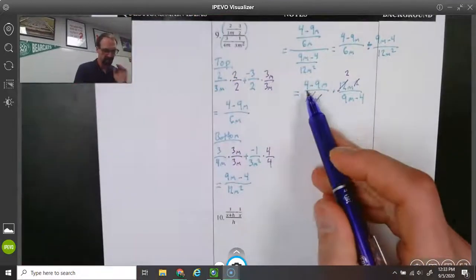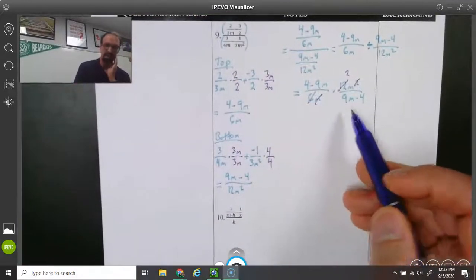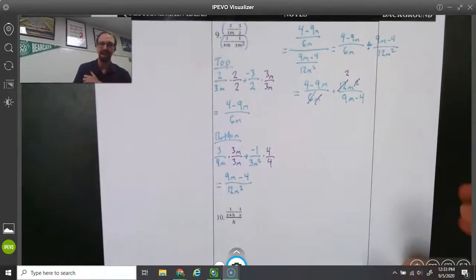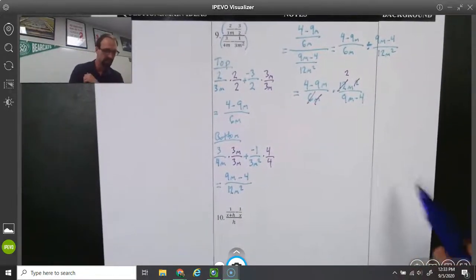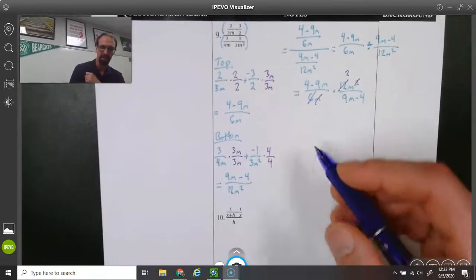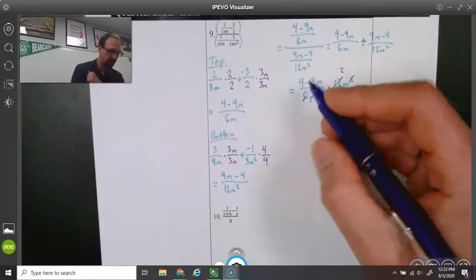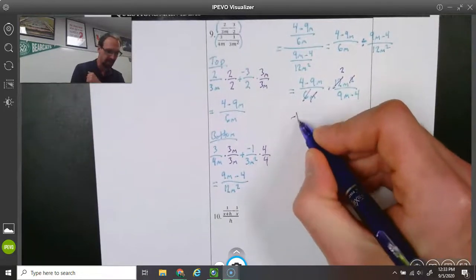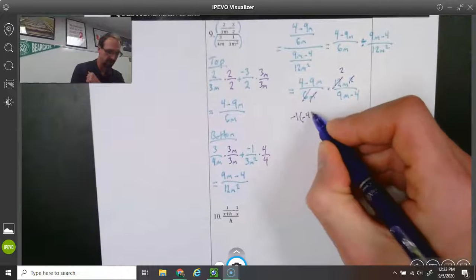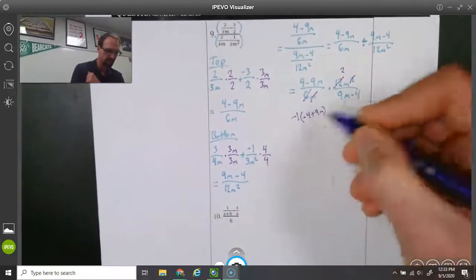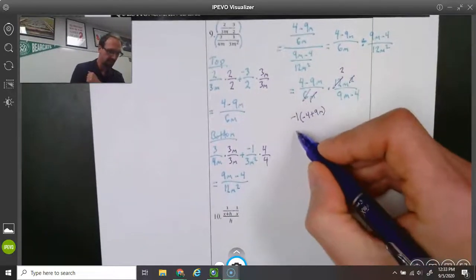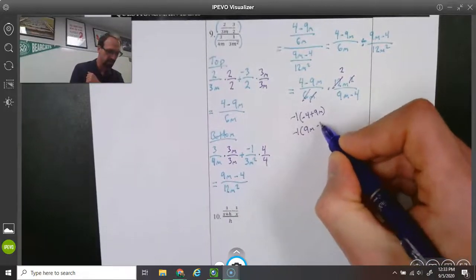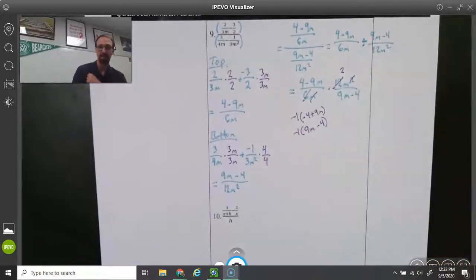So now it looks like this 4 minus 9m and this 9m minus 4 are very similar. They just have opposite signs. What you can do is factor out a negative. So I'm going to factor out a negative sign from this 4 minus 9m right here. So what does that leave me with? If I factor out a negative 1, I'm left with a negative 4 plus 9m. So that's going to be in the numerator here. Again, if I change the order, I have negative 1 times, in parentheses, 9m minus 4, which is exactly what's in the denominator over here.